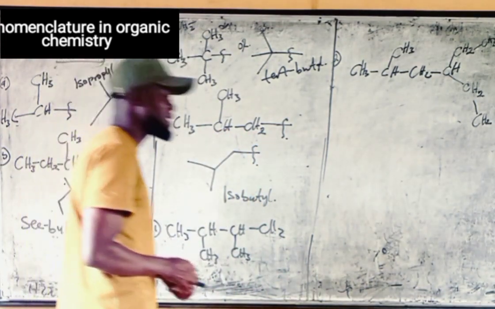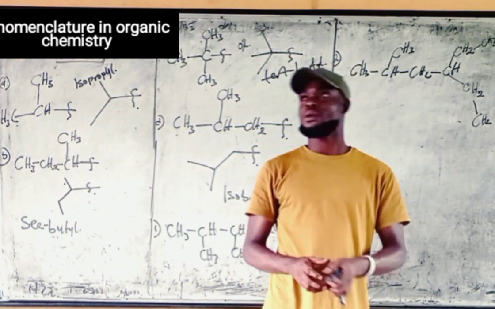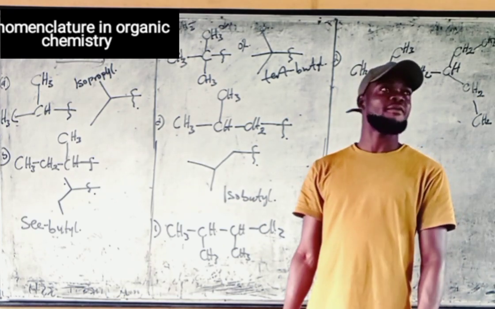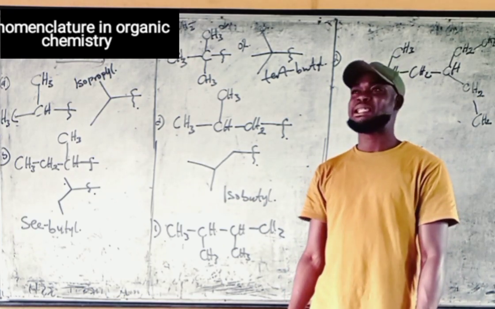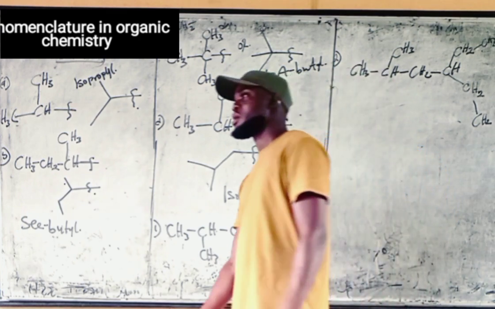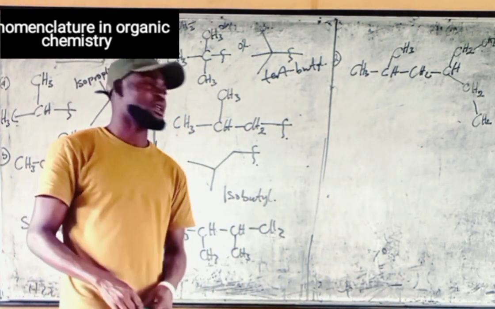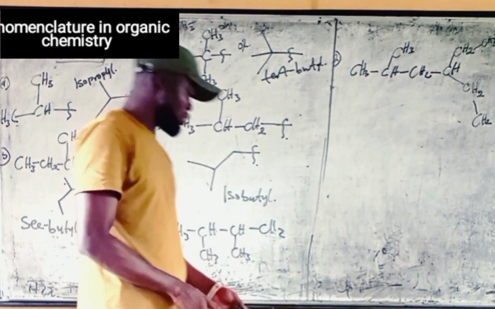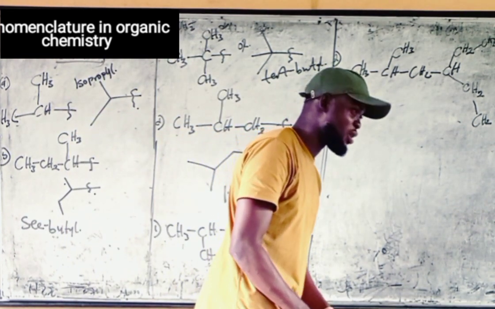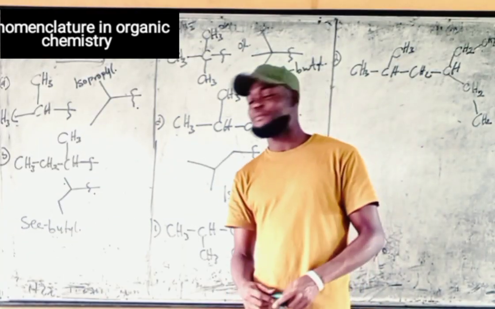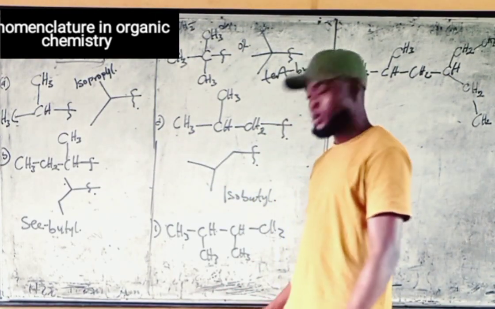So now, let's assume we want to name this. The first rule you take note of is to number. You note the longest continuous carbon-carbon chain, to be called the parent chain of this compound you are seeing here. You note the longest chain there. That will be the main name, the parent name of this compound.